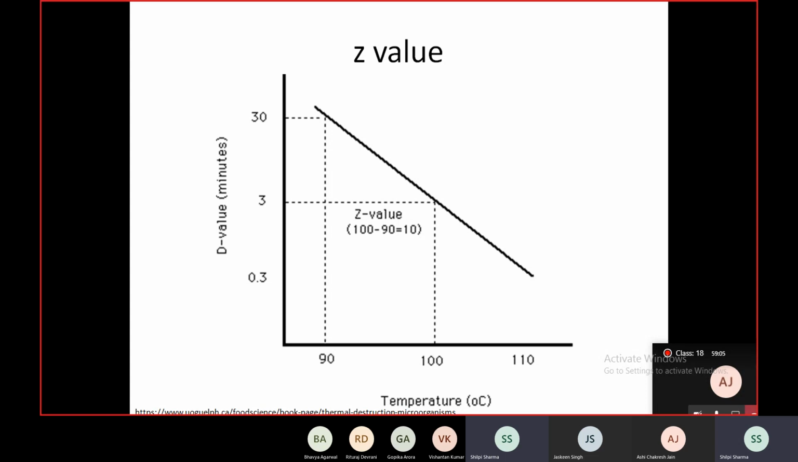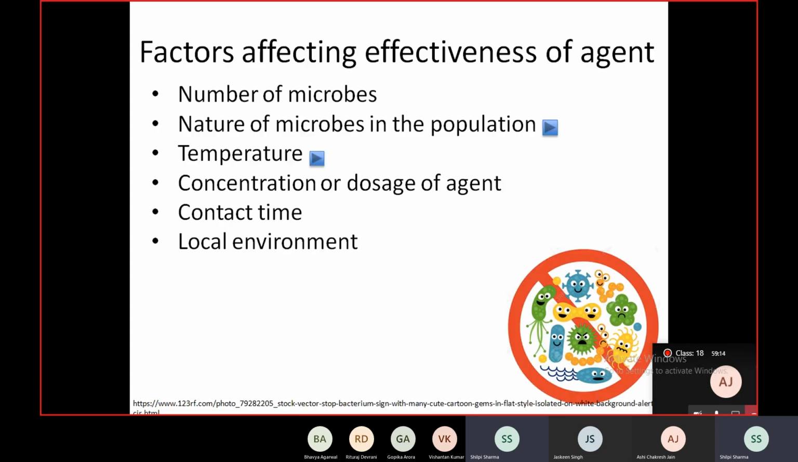These are the two values which are commonly used, especially in the food industry, to determine the efficacy. And yeah, with that, I would like to come to the last topic for this module, which is the factors which affect the effectiveness of an agent. There are these 6 factors which are important.